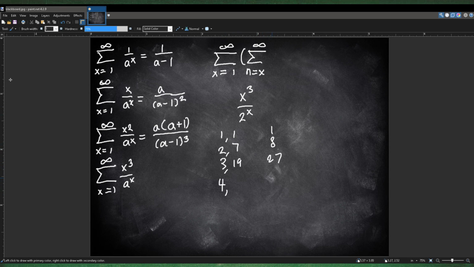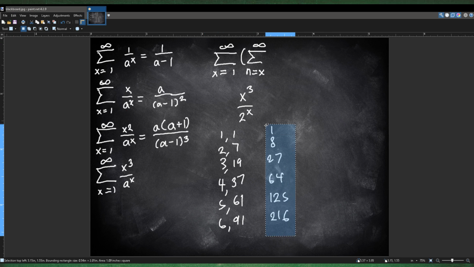And if you put 4 here, that is 64. 64 minus 27 is 37. Let's put a 5. That is 125 minus 64, which is 61. You put 6, that's 216. 216 minus 125 is 91. So now we know what this is.